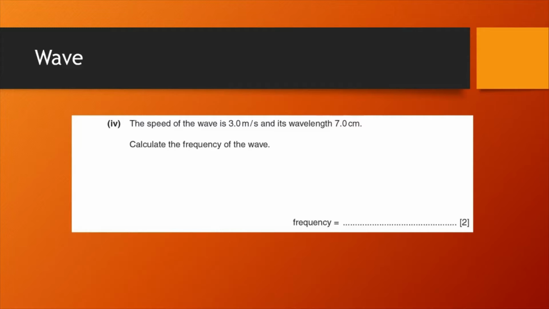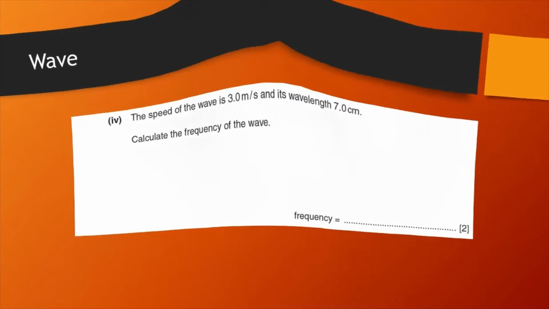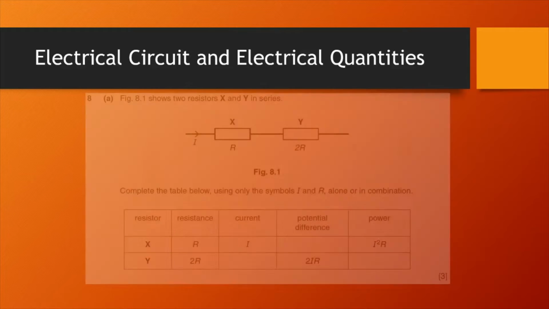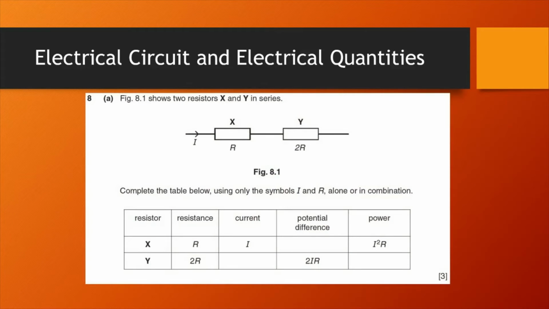Let's continue to number 8. Question number 8 is about electrical circuit and electrical quantities. 8a. Figure 8.1 shows two resistors X and Y in series. Complete the table below using only the symbols I and R alone or in combination.